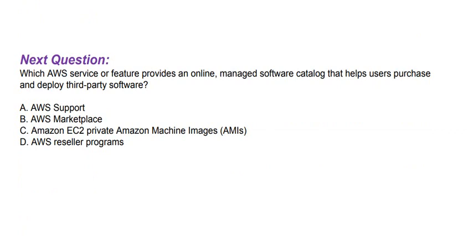Next question is, which AWS service or feature provides an online managed software catalog that helps users purchase and deploy third-party software? Option A, AWS Support. Option B, AWS Marketplace. Option C, Amazon EC2 Private Amazon Machine Images. And option D, AWS Reseller Programs. The correct answer is option C.